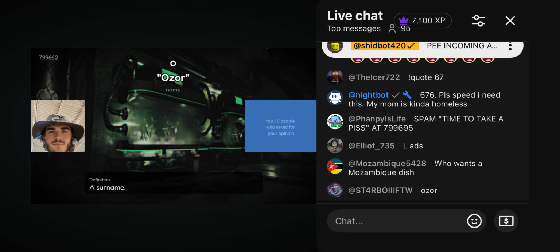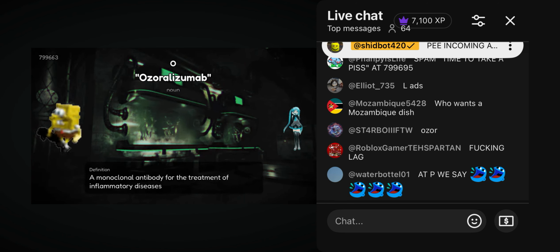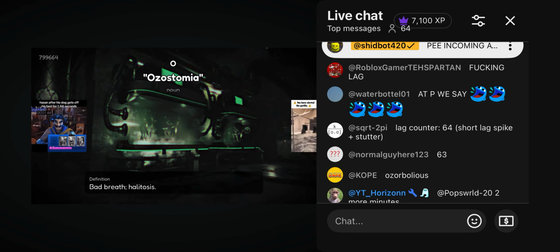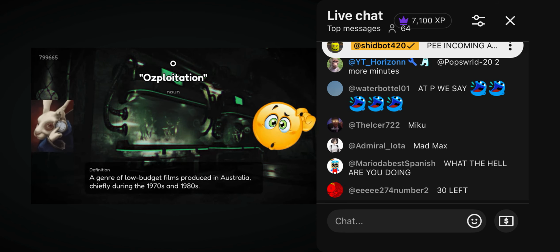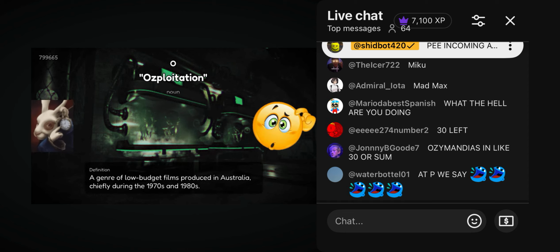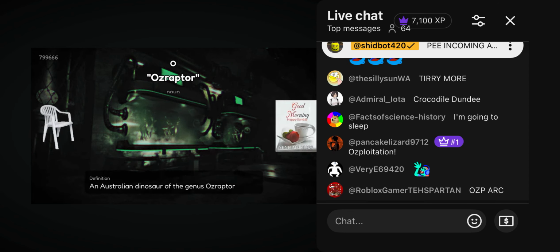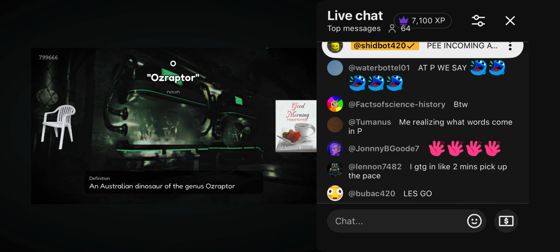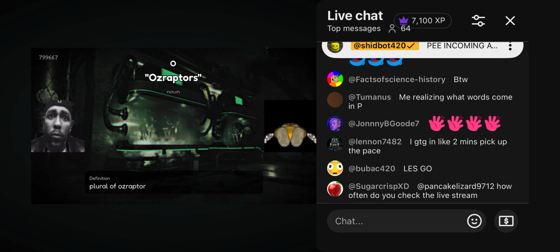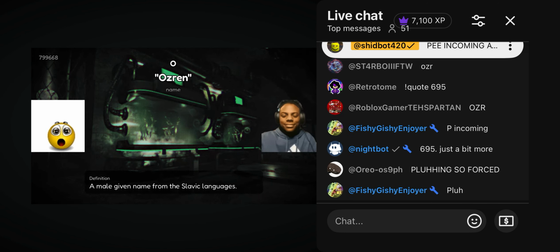A surname. Ozoralizumab, a monoclonal antibody for the treatment of inflammatory diseases. Ozostomia, bad breath, halitosis. Ozploitation, a genre of low-budget films produced in Australia, chiefly during the 1970s and 1980s. Ozraptor, an Australian dinosaur of the genus Ozraptor. Ozraptors, plural of Ozraptor. Ozern, a male given name from the Slavic languages.